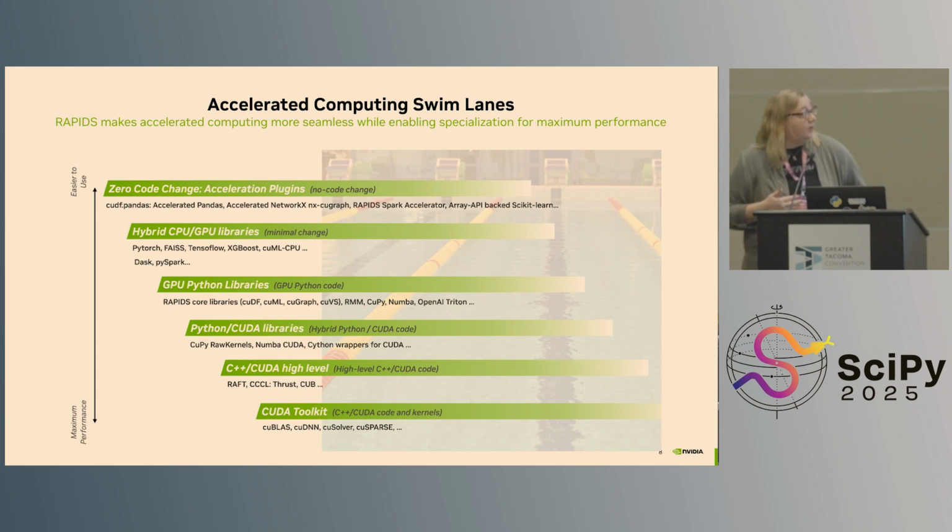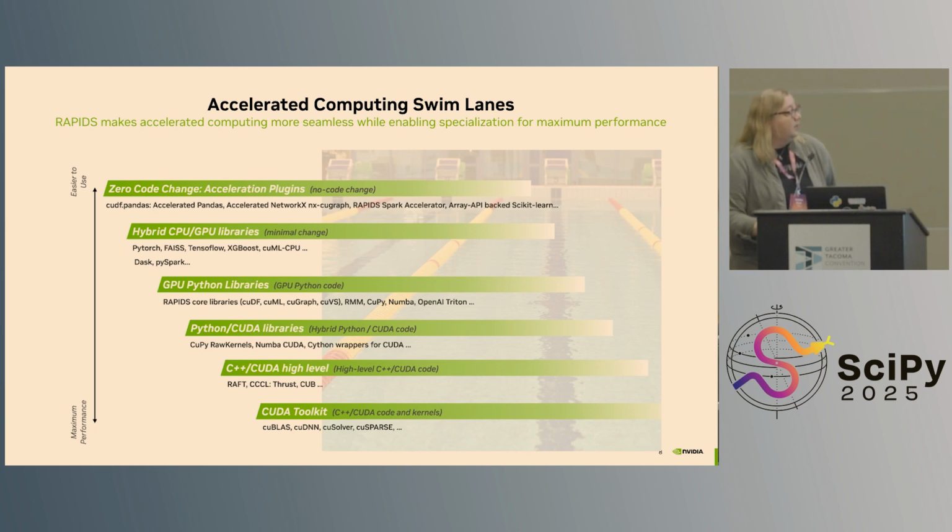Then you have the hybrid approaches. The next one, the hybrid CPU/GPU libraries: PyTorch is going to be in this one, so are XGBoost and TensorFlow. Those are the ones that will execute on either your CPU or your GPU. You just specify which backend you want to use, right?